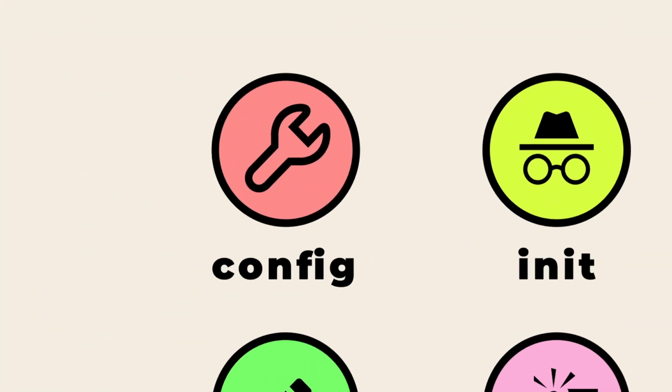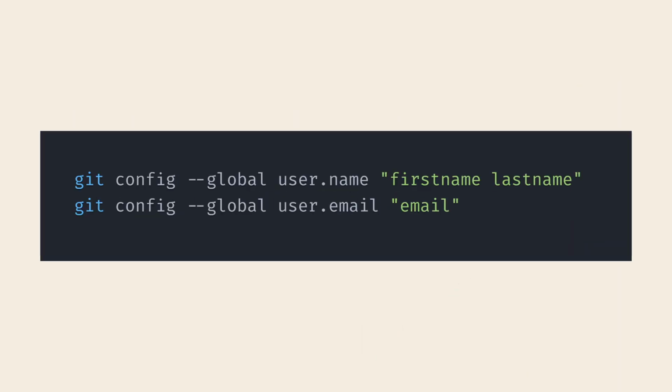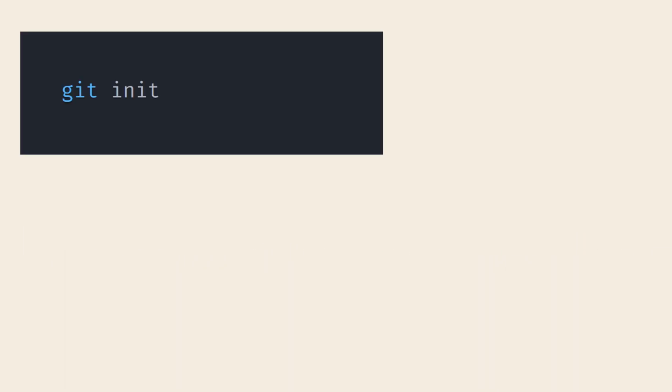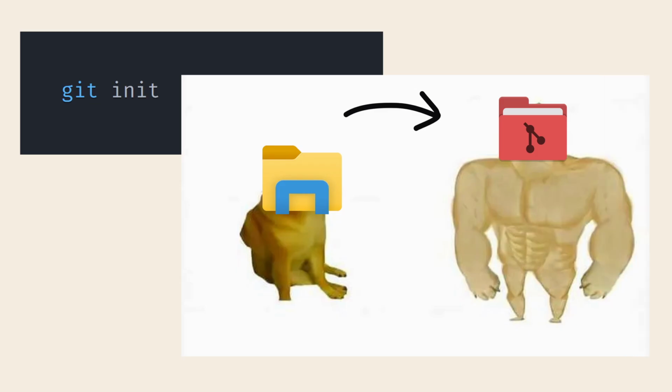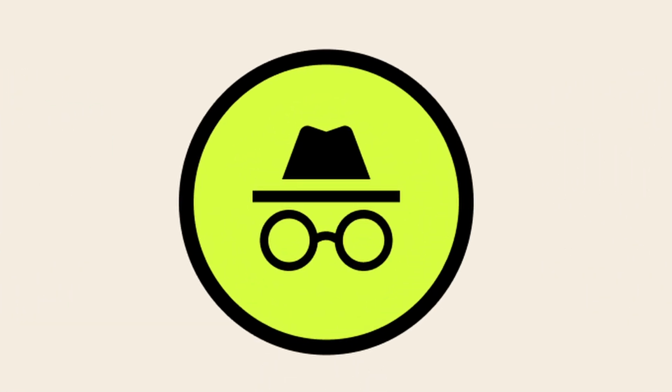Git config. After installing Git, the first thing you need to do is tell Git who you are. Just type this in your terminal. Git init. This command turns your normal folder into a Git folder. From now on, Git watches everything you do inside that folder.